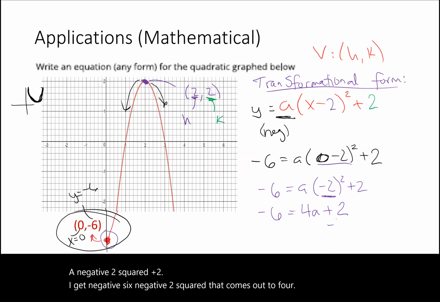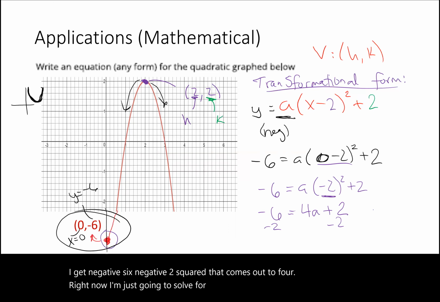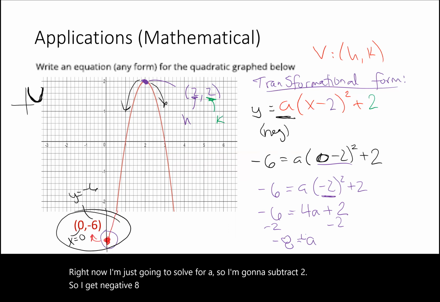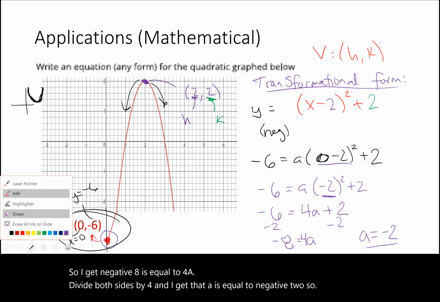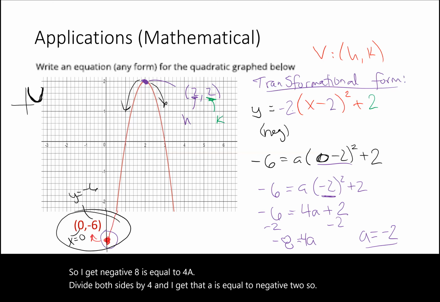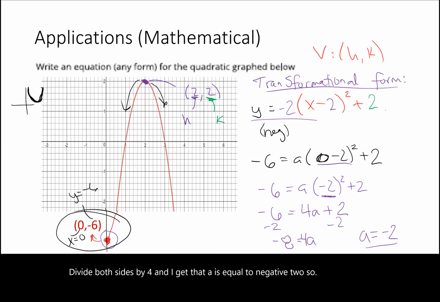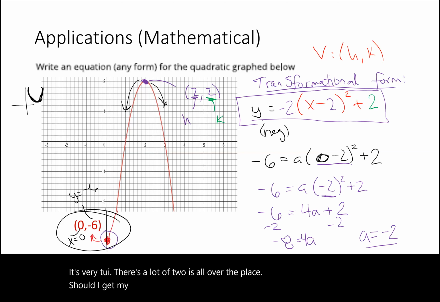All right, now I'm just going to solve for a. So I'm going to subtract 2. So I get -8 is equal to 4a. Divide both sides by 4, and I get that a is equal to -2. It's very 2-y. There's a lot of 2's all over the place. So I get my y value is -2. I wrote this in transformational form, which is pretty cool.